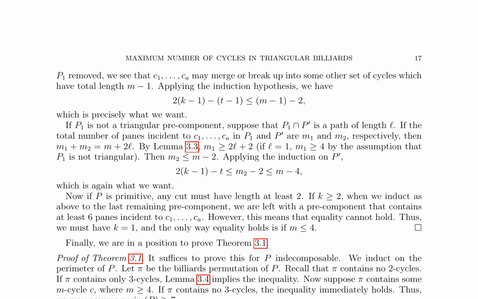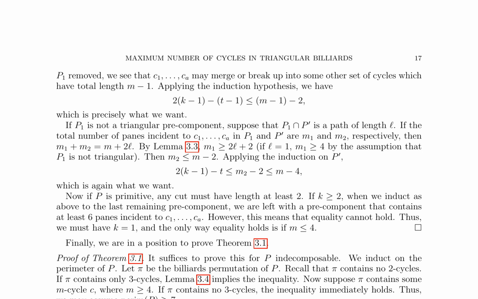In the first case, they apply the induction hypothesis to show that the desired inequality holds. In the second case, they suppose P1 is not triangular and intersecting with P' forms a path of length L, and then use lemma 3.3 to bound the number of panes incident to C1, Ca in P1 and P'. This leads to the desired inequality. The authors then prove theorem 3.1 by induction on the perimeter of P, considering the billiards permutation pi of P.